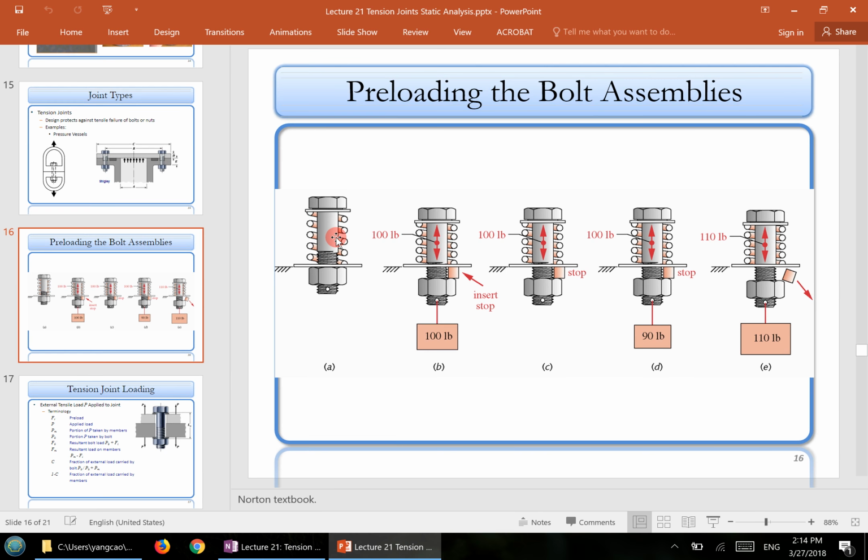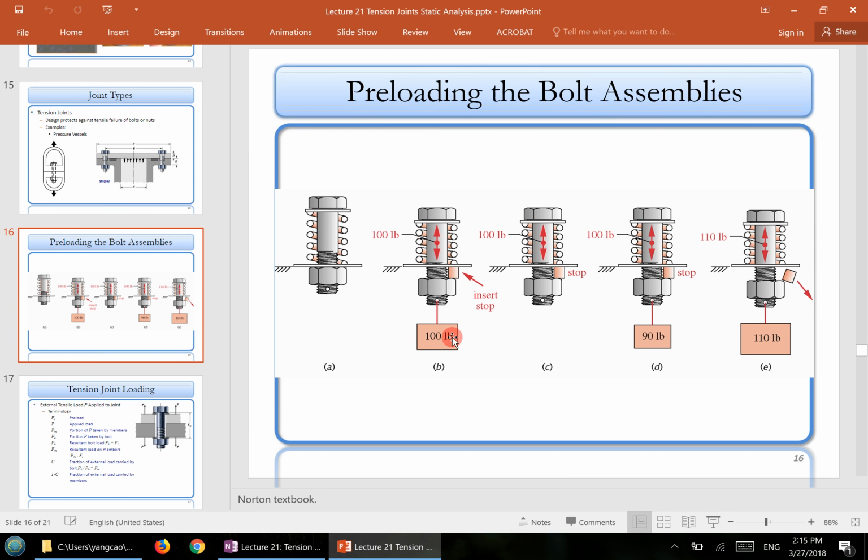Let's say, for example, in this example we consider the bolt as if it's a spring. If it's a spring, then we can pull the bolt down, like you're pulling the spring down. After you pull it down a certain distance, we insert a stop here. Essentially the spring is either compressed or stretched, and there's a certain amount of spring force reserved inside the spring.